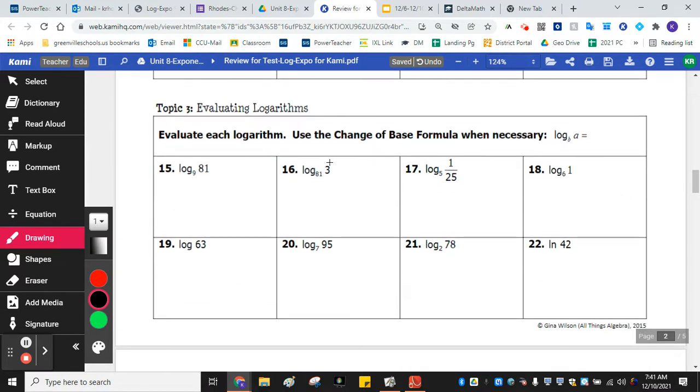Evaluate. Use change of base formula when necessary. 9 raised to what gives you 81? And that's 2. 9 squared gives you 81. So 2 is my answer. 5 raised to what gives me 1 over 25? So it's negative because it's a fraction, and then 5 squared is 25. So negative 2. And always check your answer.